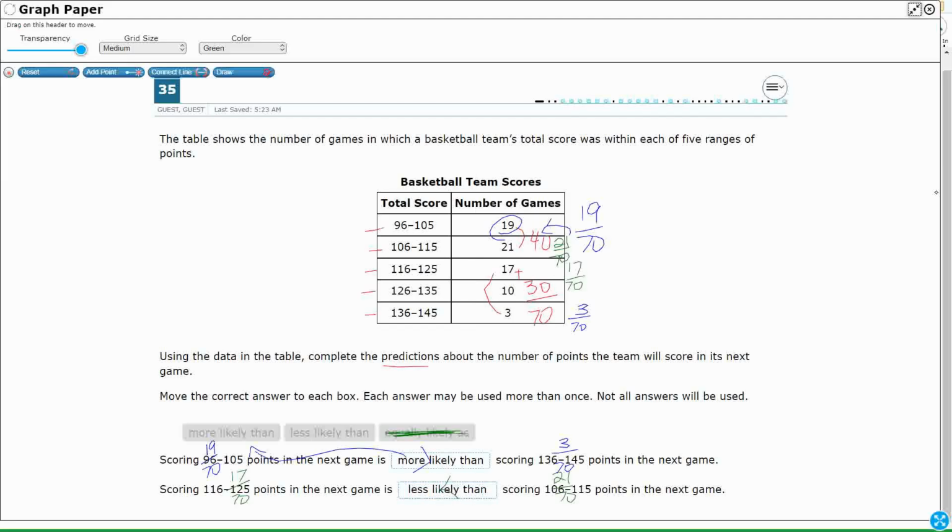Let's make sure we've got more likely than is that greater than for the first one. Less likely than is going to be that less than for the second one. Those two are our answers.